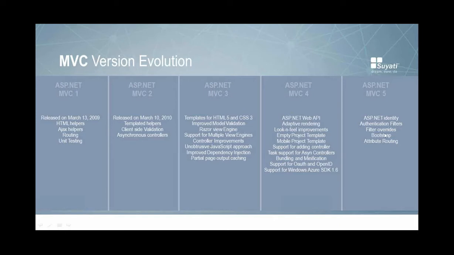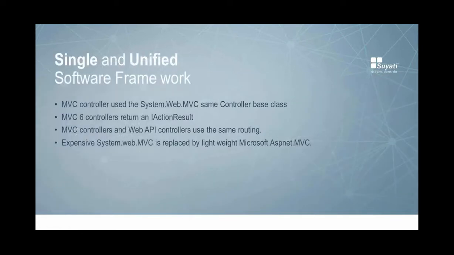When it comes to services, ASP.NET Web API is the most used web service nowadays. And coming to MVC5, ASP.NET Identity was introduced for authentication and authorization purposes, and the Bootstrap feature was also introduced. So now we will look at what is there for us in MVC6. Coming to our first feature, single and unified software framework.